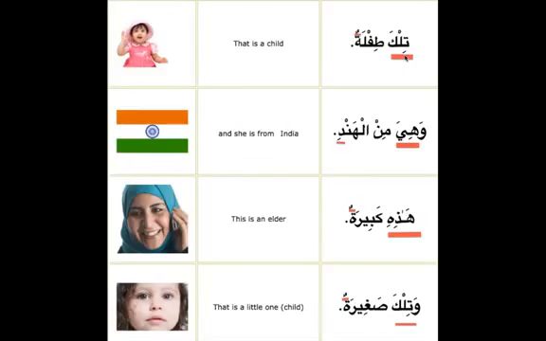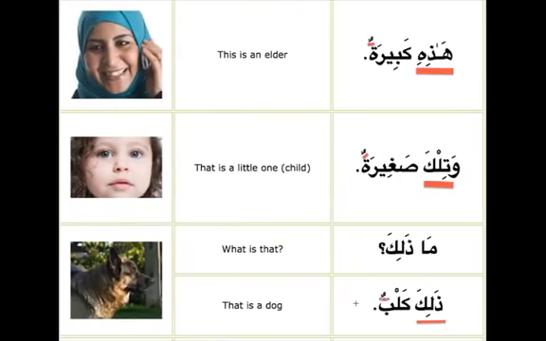Same concept here. Tilka tiflatun, that is a child. Tiflatun is a category, it's not the name of a lady, so we get double dhamma. Tilka tiflatun, that is a child. And she is from India: wahiya min al Hind. And this is an elder: hadihi kabiratun. Double dhamma, a feminine category. Hadihi is mubtada, kabiratun is khabar. So we're going to put "is" here. This is an elder, we can say. And that is a younger: wa tilka saghiratun.